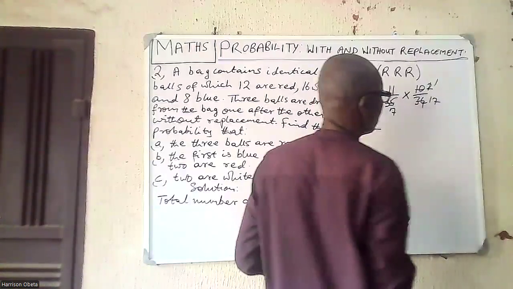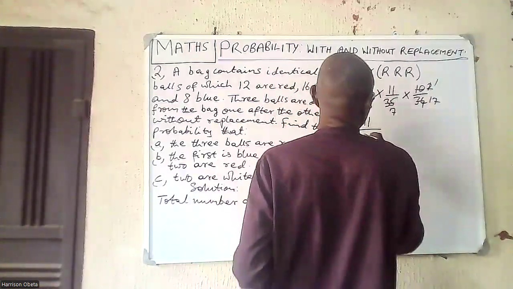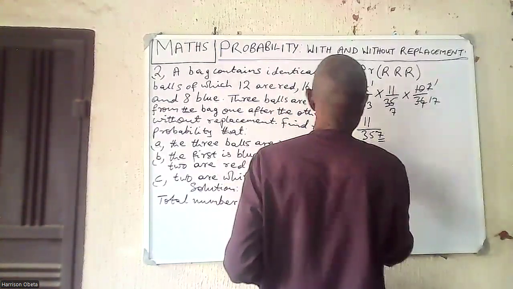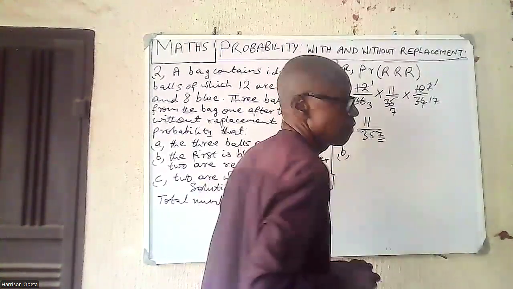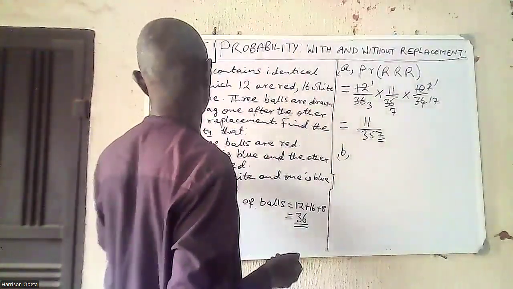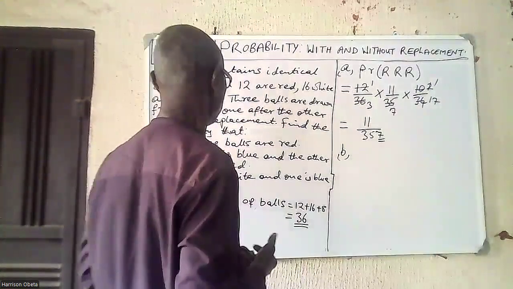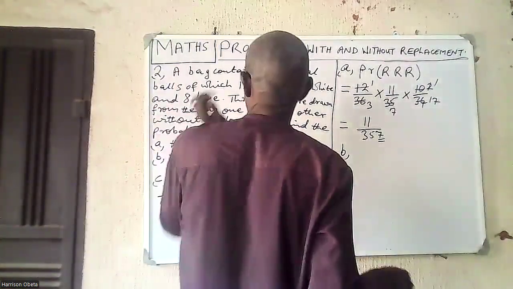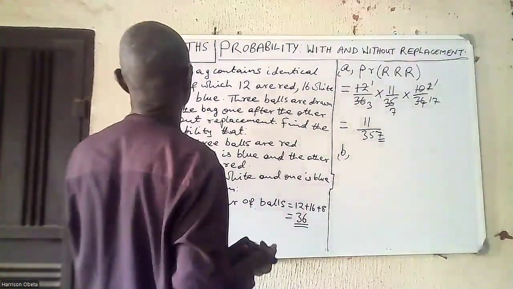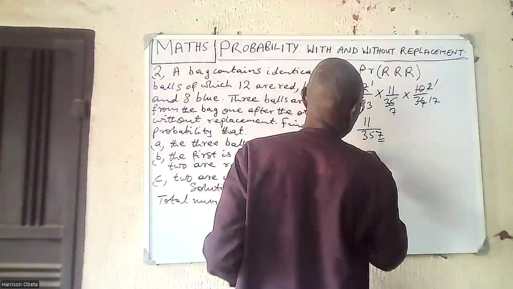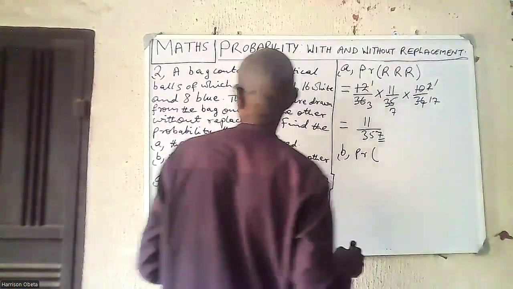So 3 times 7 is 21, and 21 times 17 will give us 357. So we are now going over to B. And for B, we were told that the first one is blue and the other two are red. How many balls are blue? We have 8.